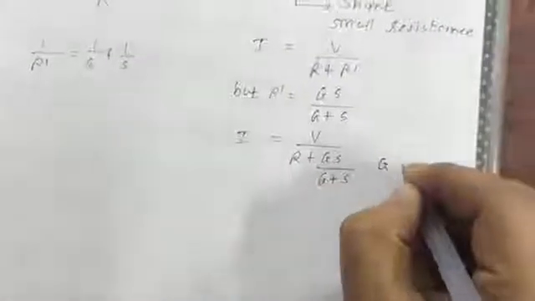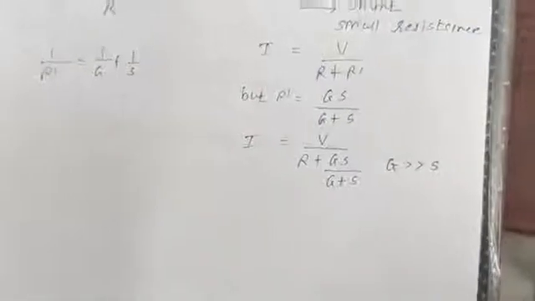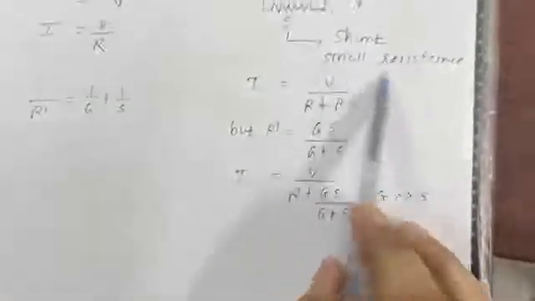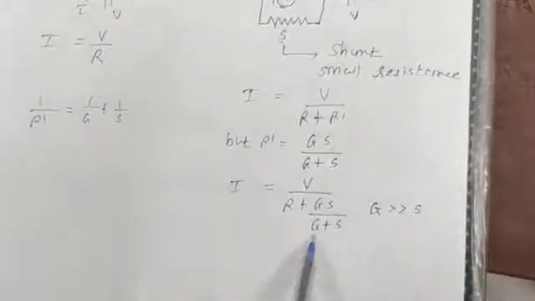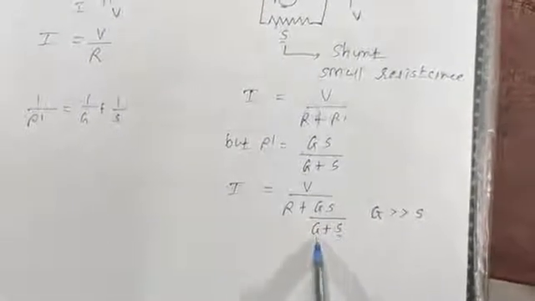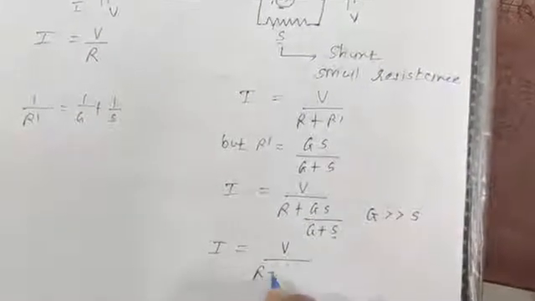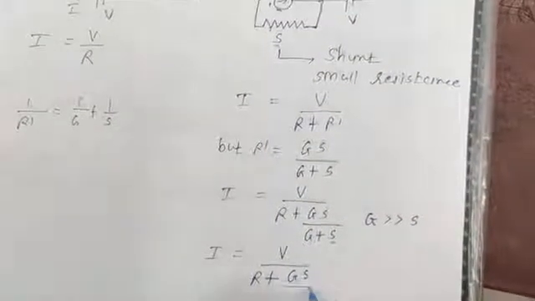this G is very much greater than S. Shunt is a very small resistance. Okay, this shunt is a very small resistance. So we can say that G is very much greater than S. So neglect the value of S with respect to G. So we can say that I is equal to V upon R plus GS upon G.